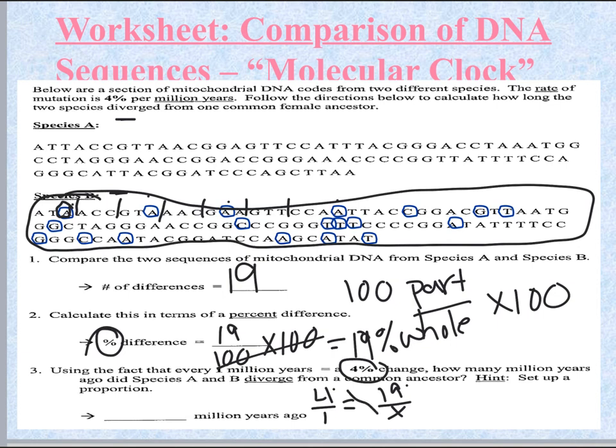And then we've done this before. We cross multiply. 19 equals 4X, which gives us, divide both sides by 4, and what you get is 4.75 million years ago. And that is approximately how long it has been since species A and species B diverged from each other. Do not round this number.